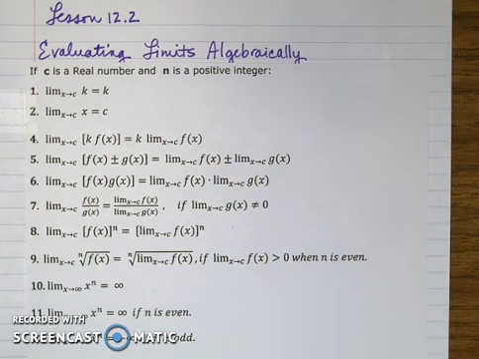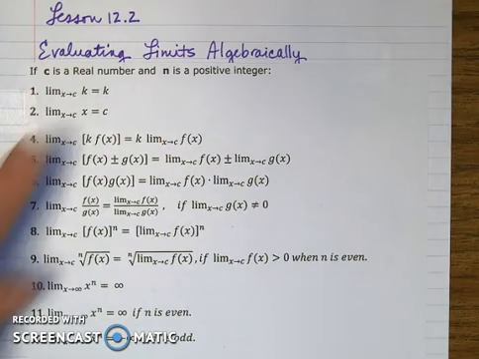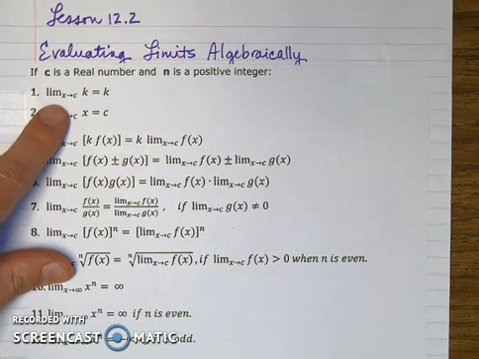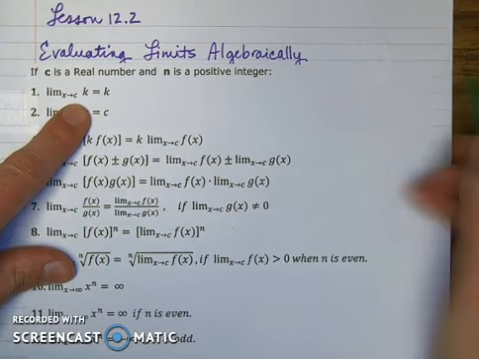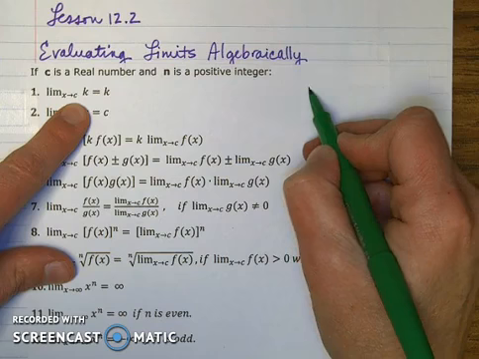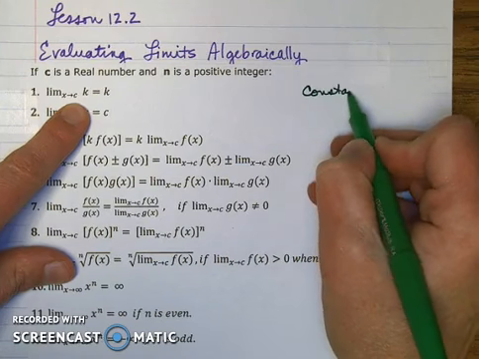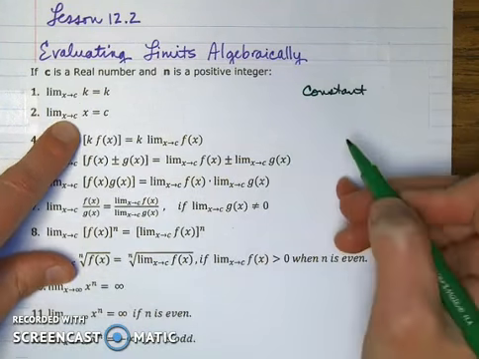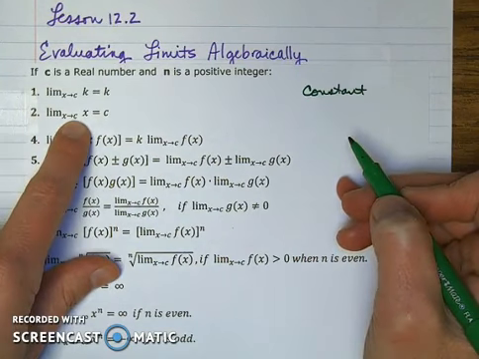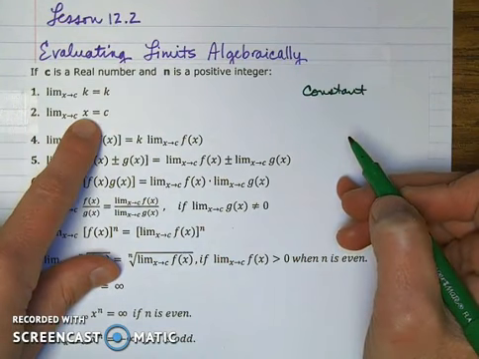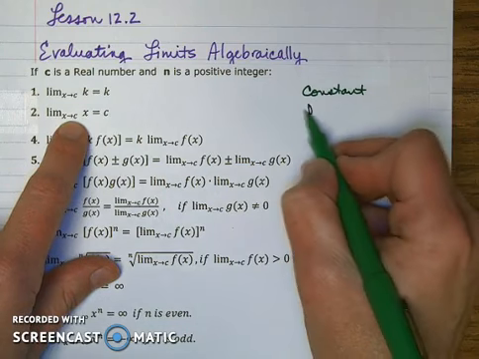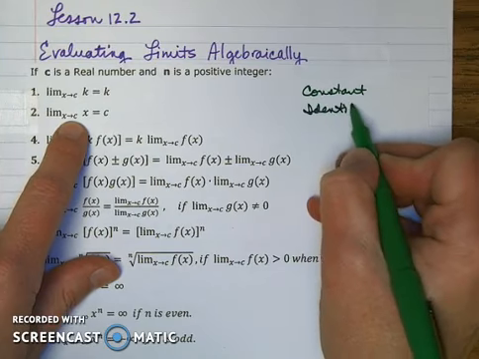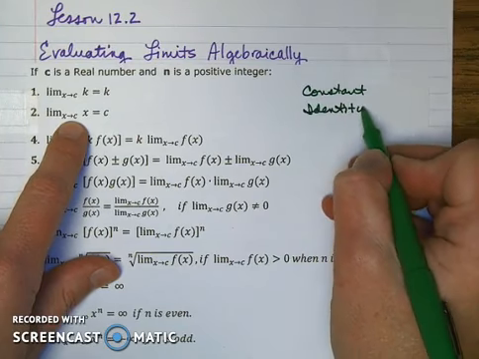If you let c be any real number, and n is a positive integer, if you take the limit as x approaches the real number a of a constant, it's going to equal that constant. We call this identity the constant identity. Real original, I know. This one, as x approaches that real number a of the function x, equals the identical value. So we call this the identity property.